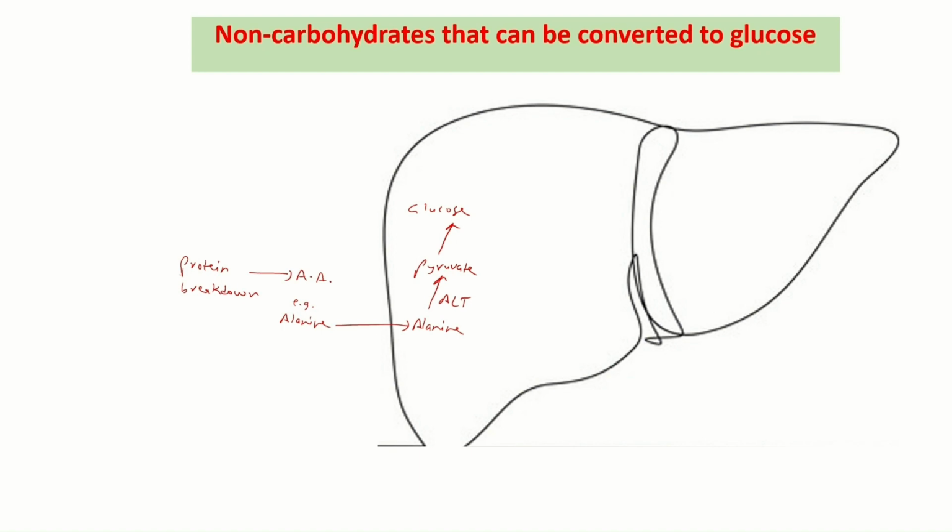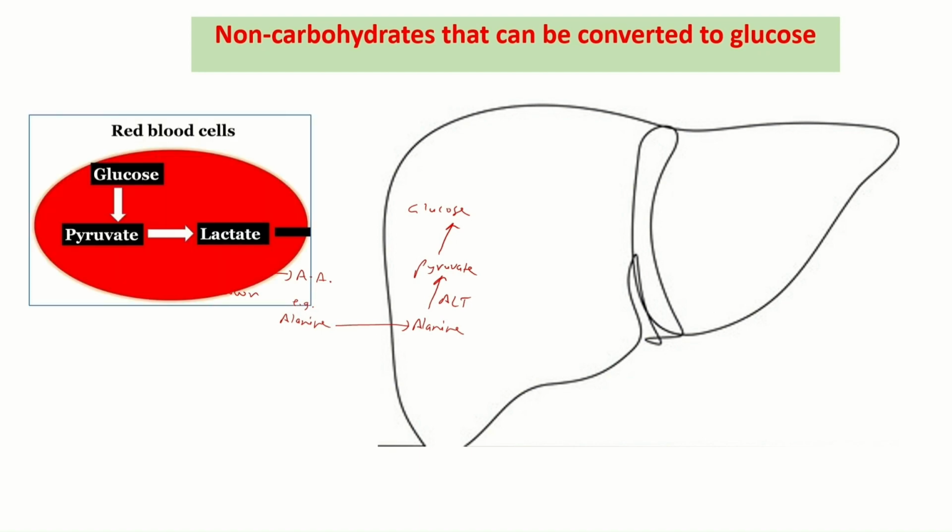Let's see what else can be converted to pyruvate. Remember anaerobic glycolysis in red blood cells? RBCs dump their lactate to blood, which is then taken up by liver. The lactate is then converted to pyruvate by the enzyme lactate dehydrogenase, and then back to glucose again. This glucose can be utilized by RBCs to produce lactate. This amazing cycle of interconversion of glucose to lactate, and back to glucose, is known as Cori's cycle. Similar phenomenon occurs in skeletal muscles during strenuous exercise.